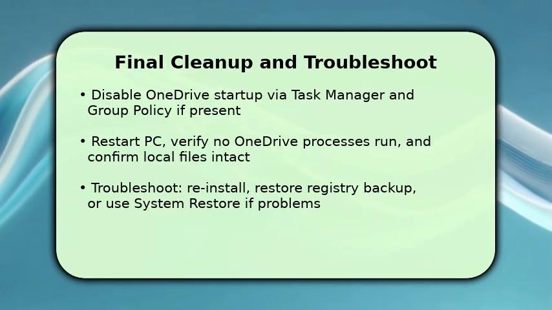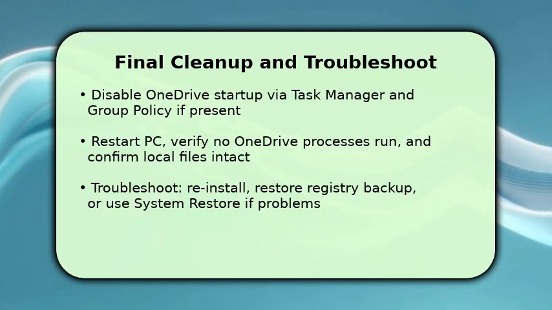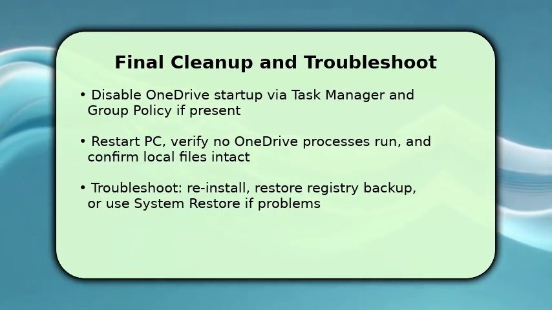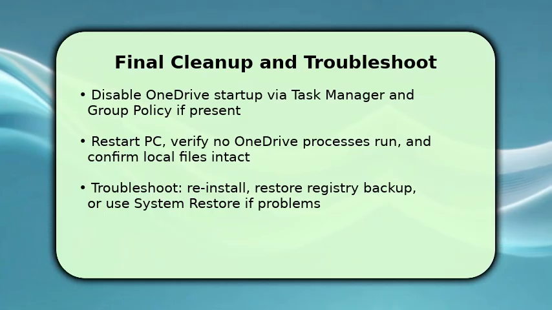Verify your files are safe in local folders. If something goes wrong, reinstall OneDrive temporarily to restore settings, import the registry backup you exported, or use System Restore to revert. That should resolve most issues quickly.